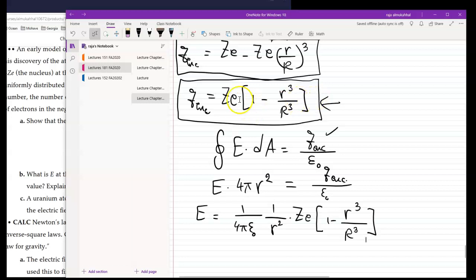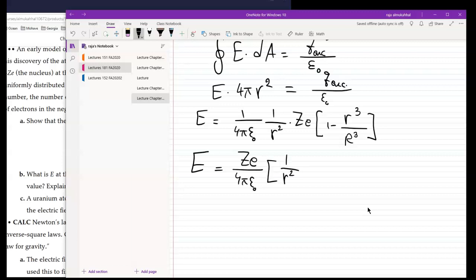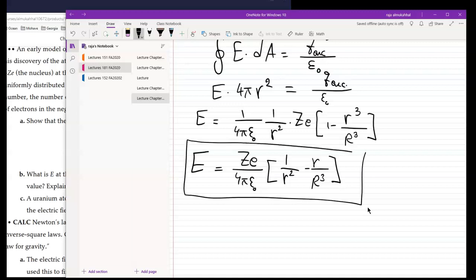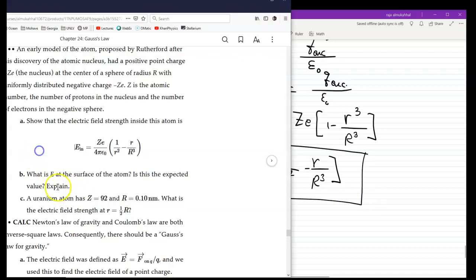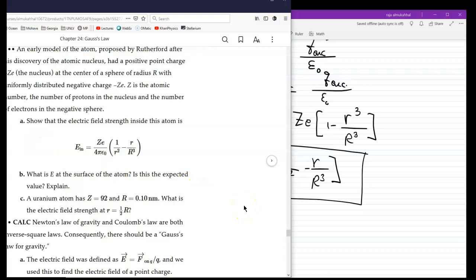Now I want to insert this r squared in there, and therefore the electric field is going to be, just clean it up a little bit, ZE over 4 pi epsilon naught, 1 over r squared minus r over big R cubed. And there we go. I have an expression for the electric field, which is the same as that. See that? Got it? Okay.